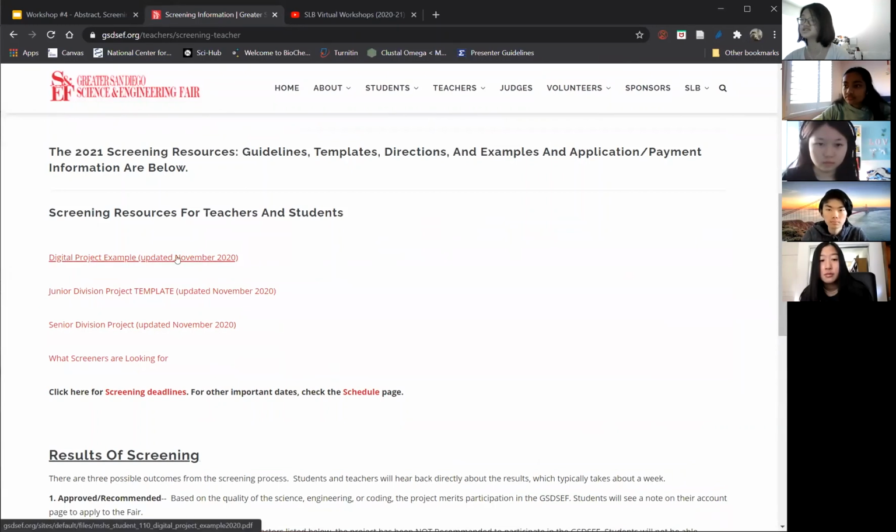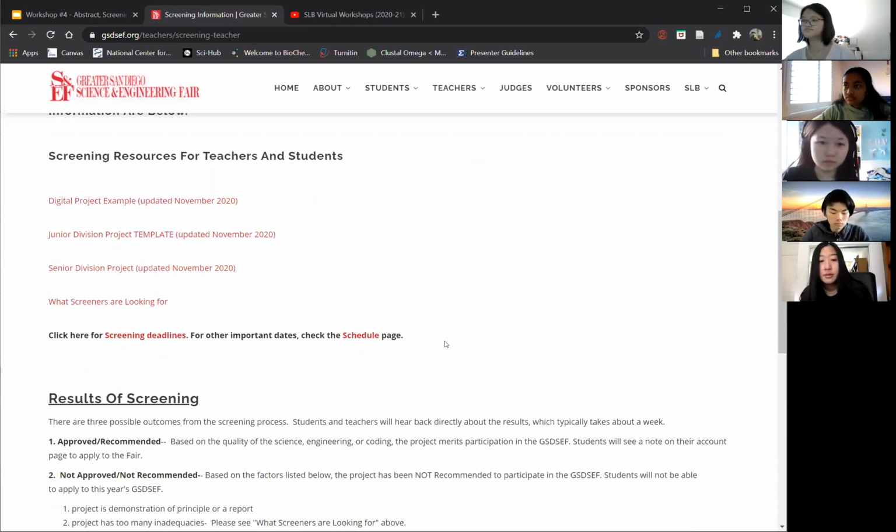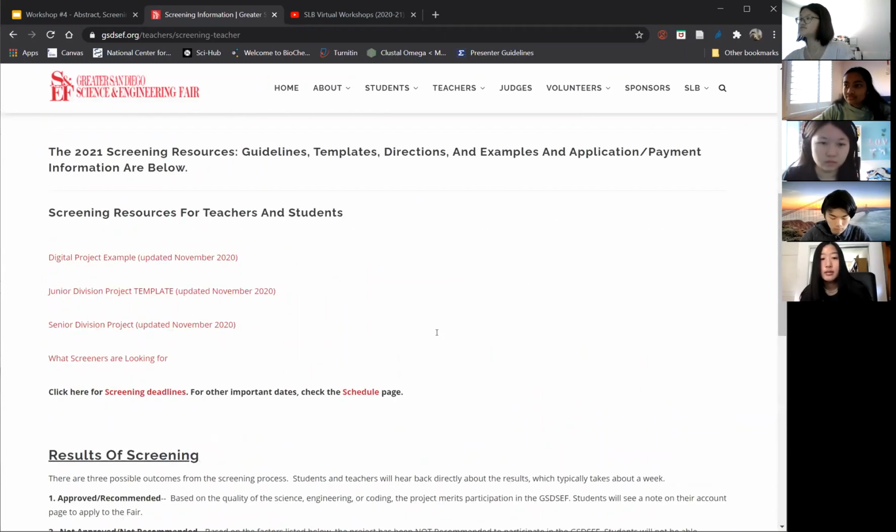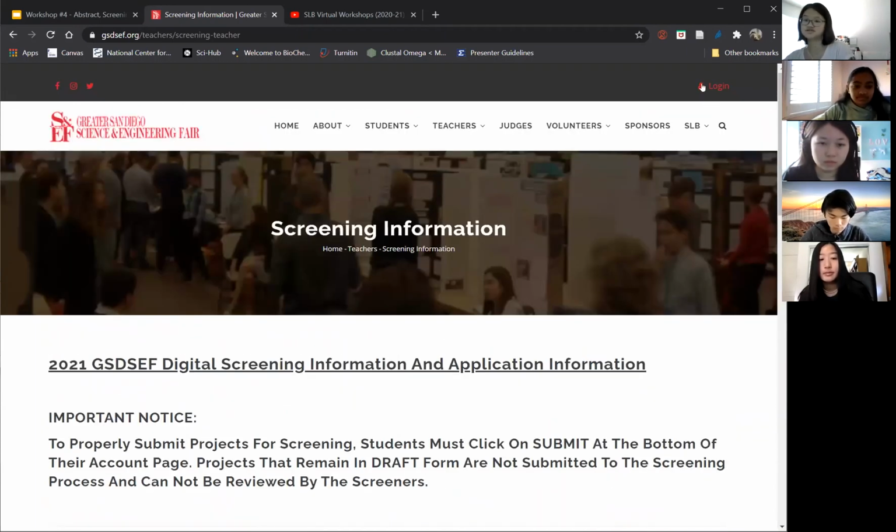This is an example, but this is the digital project template. For those in 6th through 8th grade, you would use this template, and then the senior division project. So everybody in high school is going to use just this template. This is actually just like Microsoft Slides. It's very straightforward and easy to fill out. So that's where you find that, and then you just turn it in.